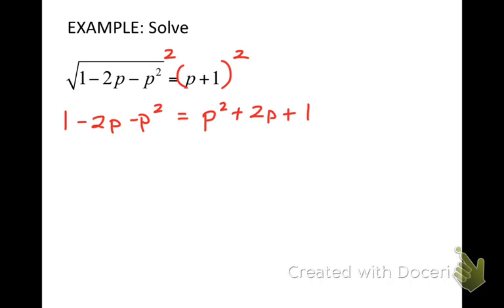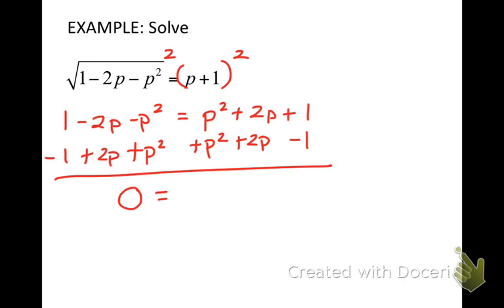Okay. Here I have a positive p squared, so let's move everything from the left over to the right, which means I'm going to add a p squared, add a p squared, add a 2p, add a 2p, subtract a 1, subtract a 1, which leaves me with 0 on the left, 2p squared plus 4p, and my constants go away. Well, that's nice. So that makes it easier to factor.